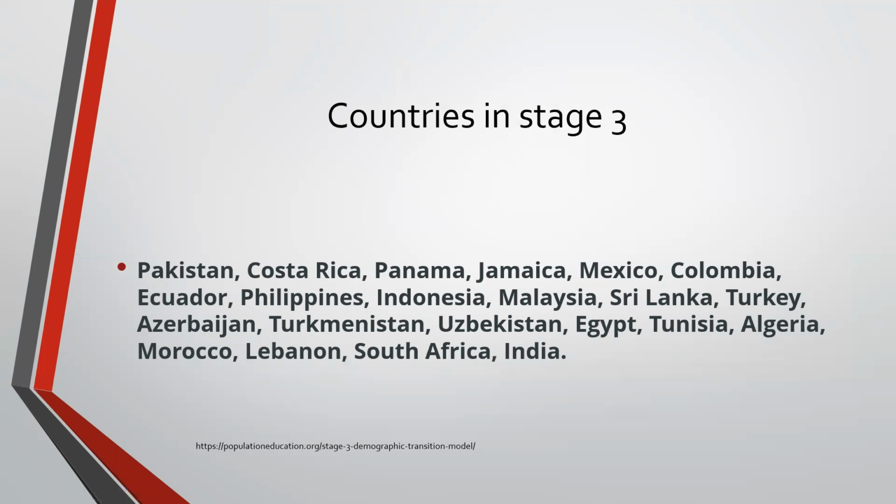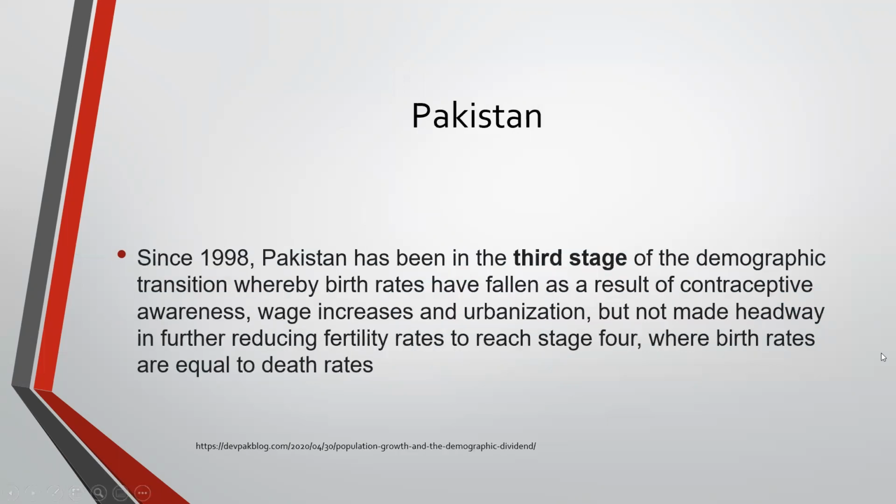The countries currently in stage 3 are Pakistan, Costa Rica, and other countries like Malaysia, Indonesia, Lebanon, South Africa, India, etc. Pakistan has been in the third stage of demographic transition since 1998, where birth rates have fallen as a result of contraception awareness, wage increases, and urbanization, but progress has not made headway in further reducing fertility rates to reach the fourth stage, where the birth rates are equal to the death rates.